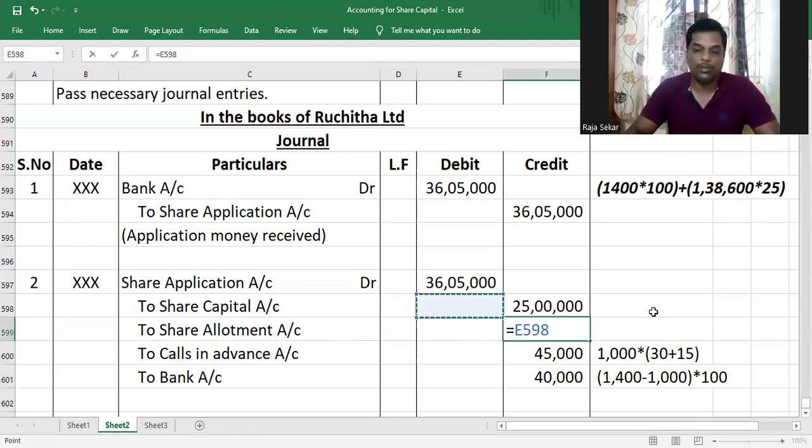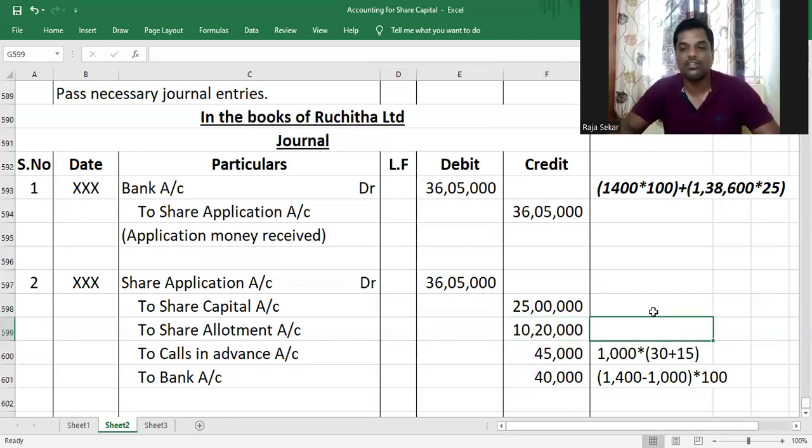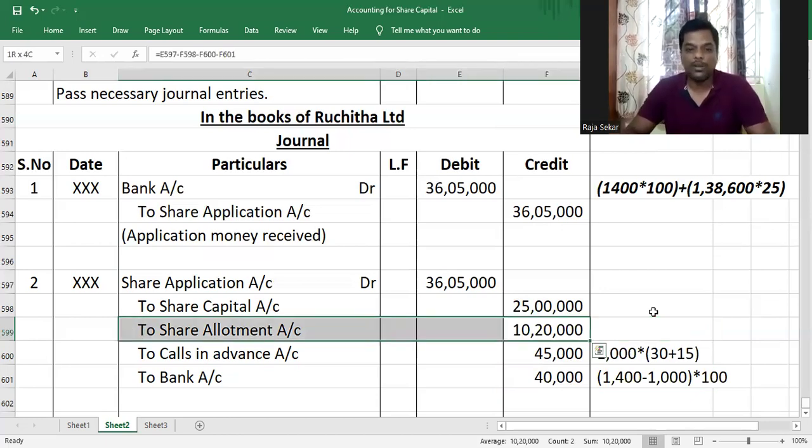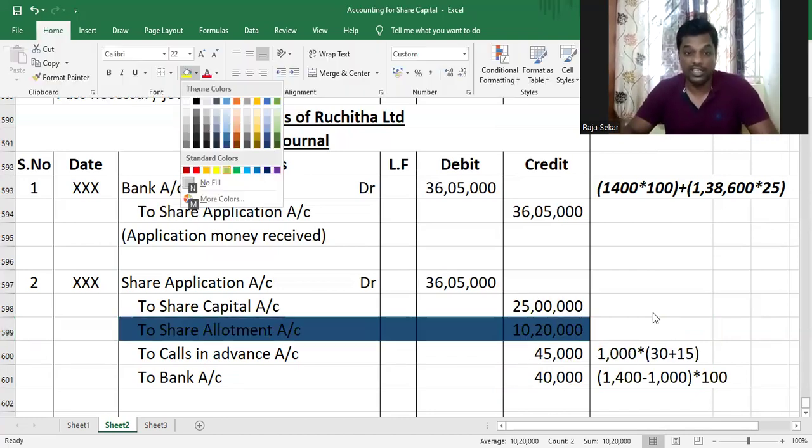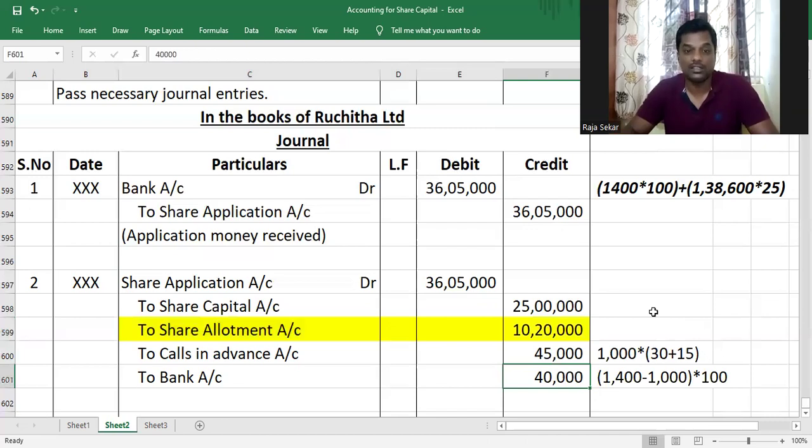So what would be the share allotment account number? Share allotment account would be this minus this minus this minus this. Basically the balancing. Understood or not, my dear children? I know it might sound a little complicated, but if you look at it clearly, it's very simple actually. We're keeping share allotment account as a balancing figure because that is easier that way. It is easier to do it that way in questions like this.